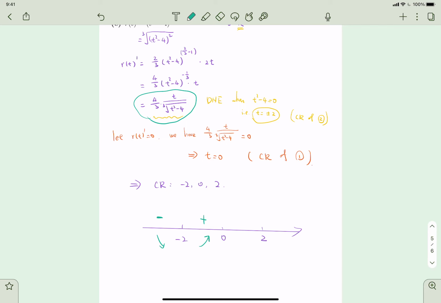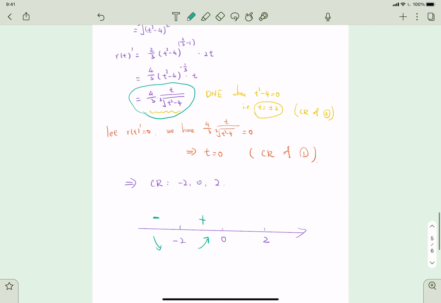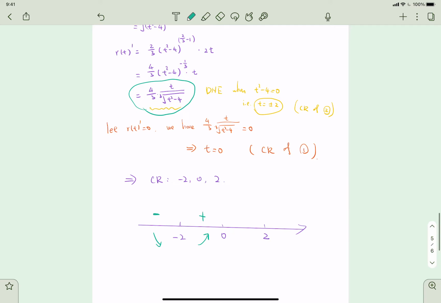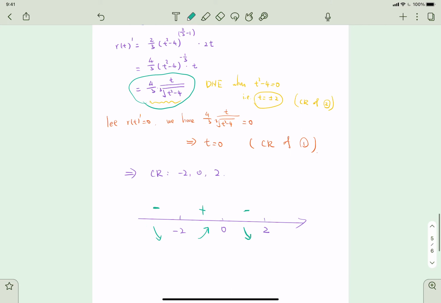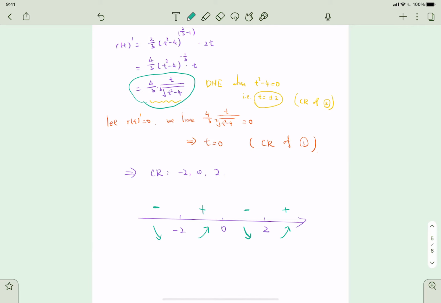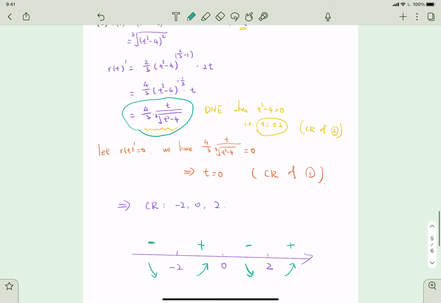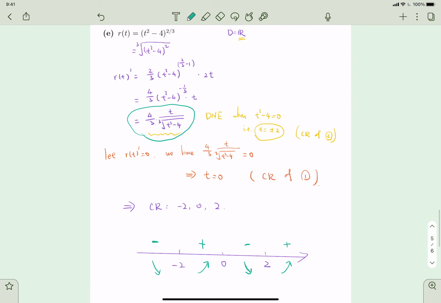And if you plug in like positive 1, then it's going to be less than 0, right? So it's here. And plug in 3, that is going to be positive, right? So it's increasing here. Right? If you're not sure about that, just use a calculator to plug in. You can figure this out very, very soon.